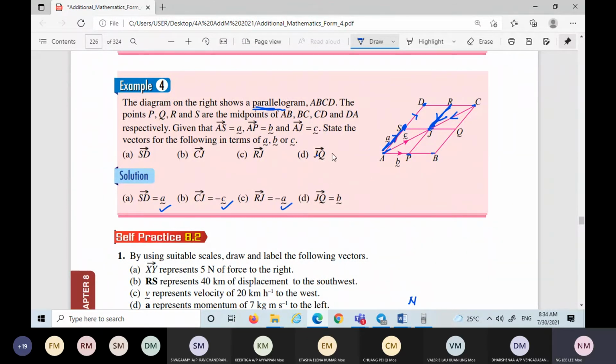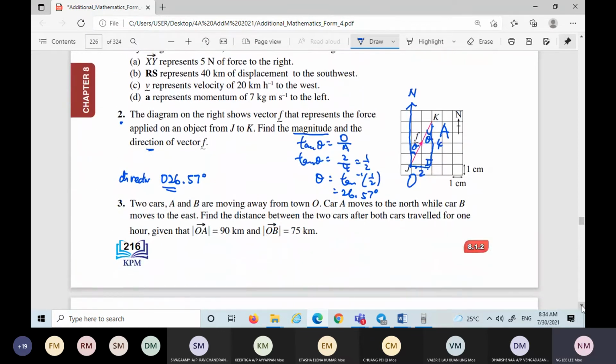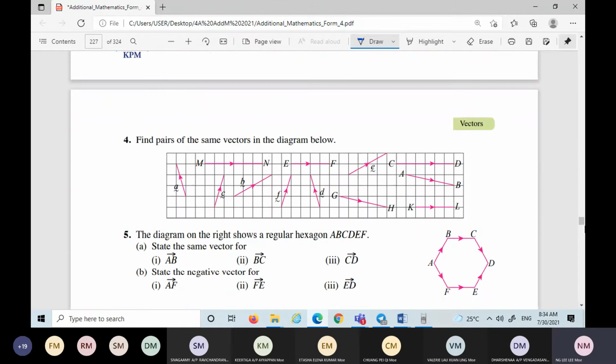Last one, JQ. JQ is here, from J to Q. This one has the same direction as this, and the same magnitude. Therefore this is B. So you must be able to recognize this. Now I want you to answer one by one for question 4 and question 5. I want to see whether you understand the meaning of the same vectors and the opposite vectors.